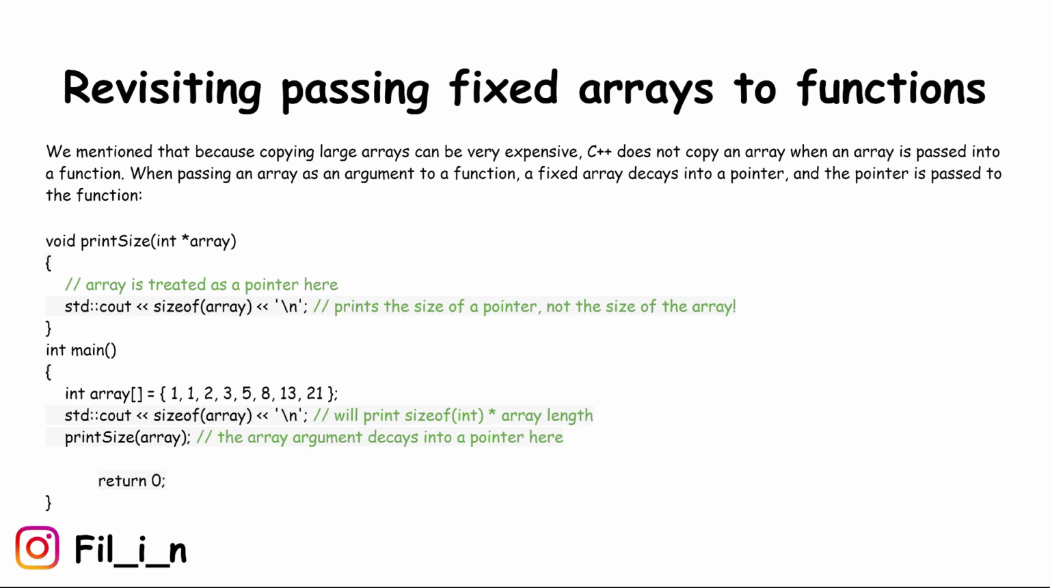void printSize(int* array) // array is treated as a pointer here { std::cout << sizeof(array) << '\n'; // prints the size of a pointer, not the size of the array. } int main() { int array[]{ 1, 1, 2, 3, 5, 8, 13, 21 }; std::cout << sizeof(array) << '\n'; // will print sizeof(int) * array length. printSize(array); // the array argument decays into a pointer here.